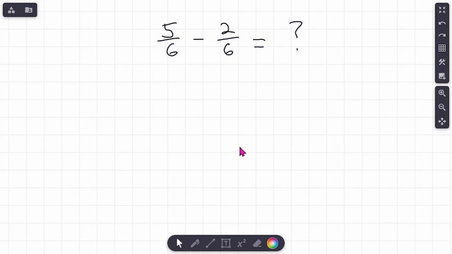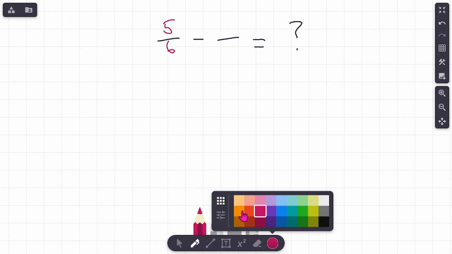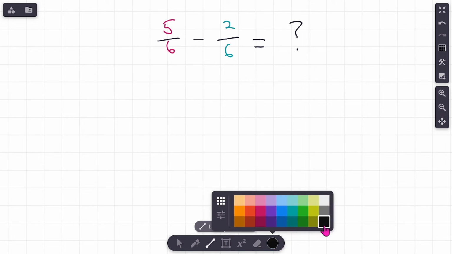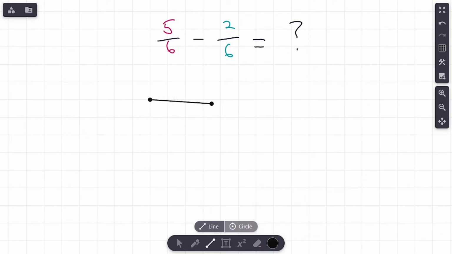So here's our next one on the screen. We've got 5/6 minus 2/6, and we want to figure out what that is going to equal. I'm going to change the colors of our numbers here. So we've got 5/6 in the pink, and let's go with 2/6 in the teal color. First thing I'm going to do is draw a model. It's just going to help me get started.